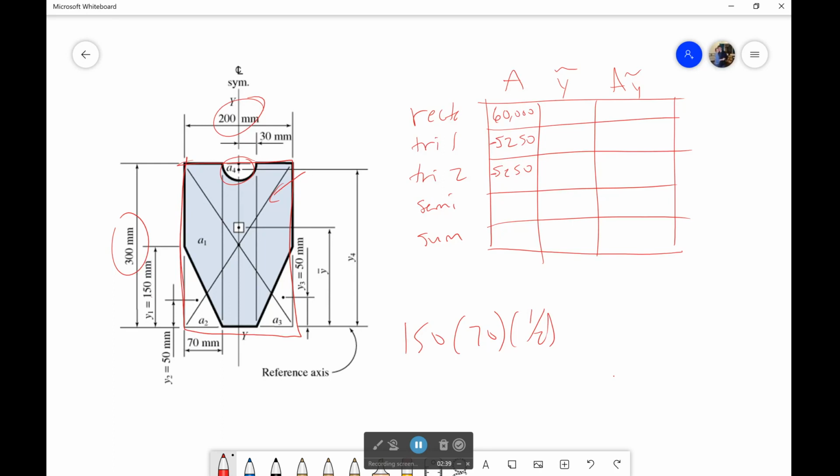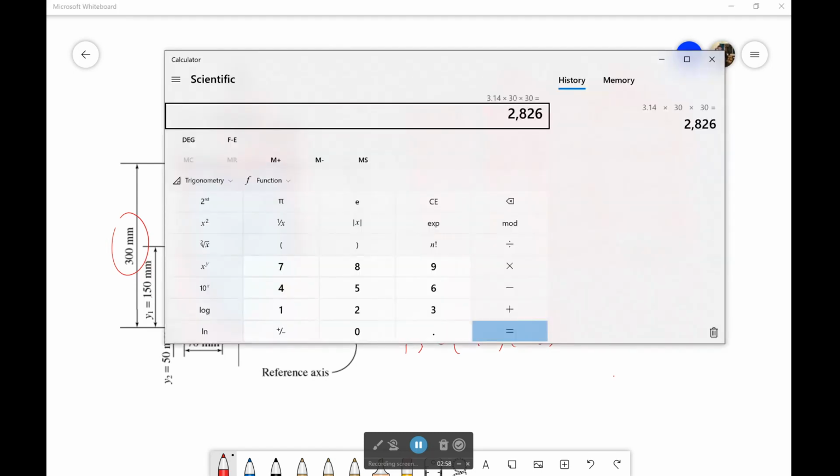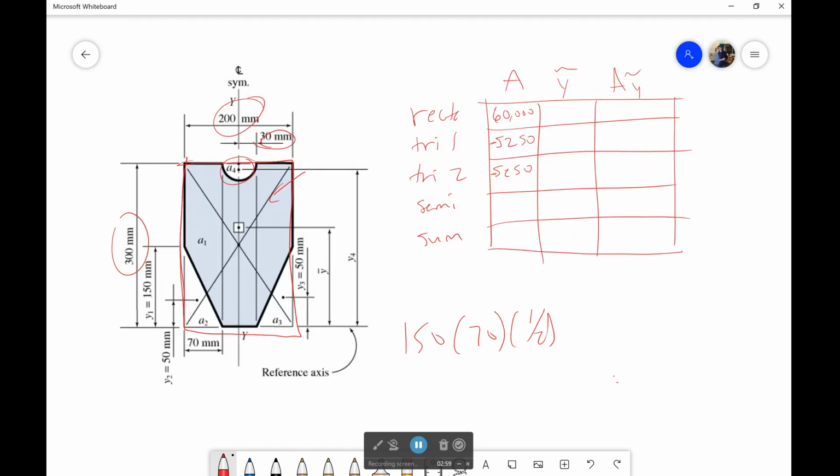And I've got that semicircle. It's got a radius of 30 millimeters. So I need pi r squared there to help me out. So let's try it out. So pi r squared, I'm just going to use 3.14 for pi times 30 squared. 2,826, and it's negative.